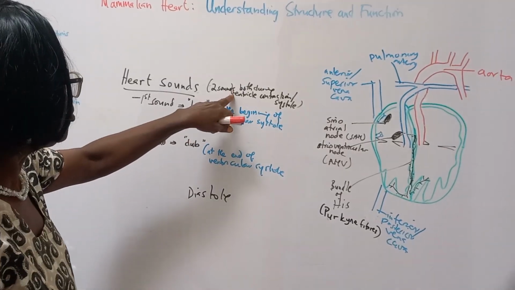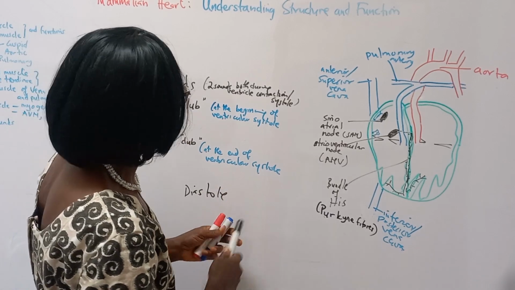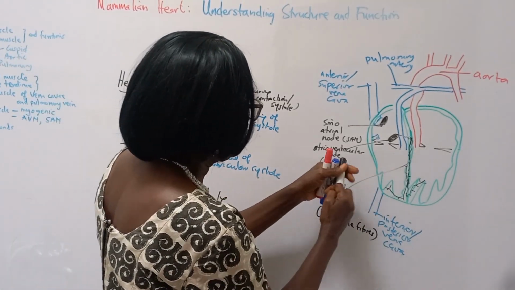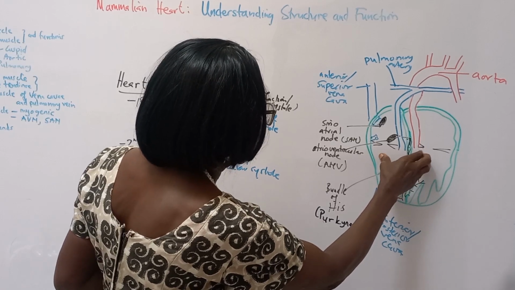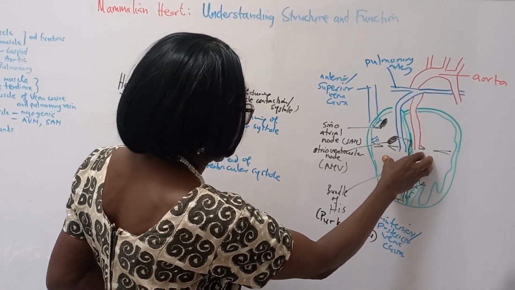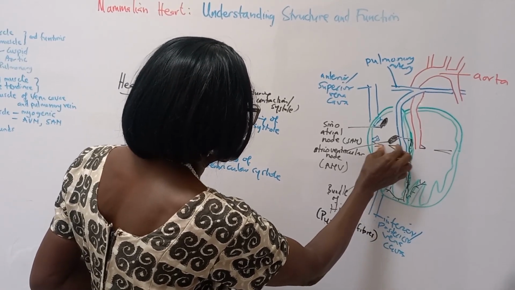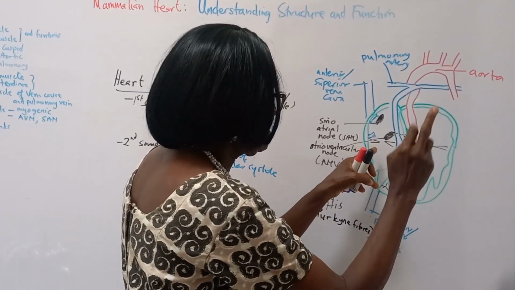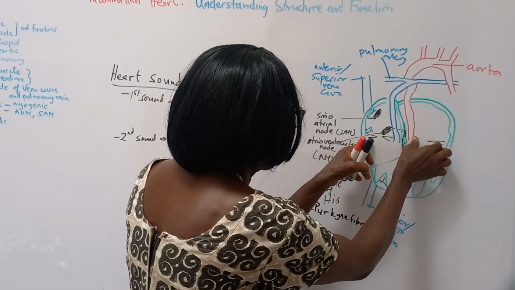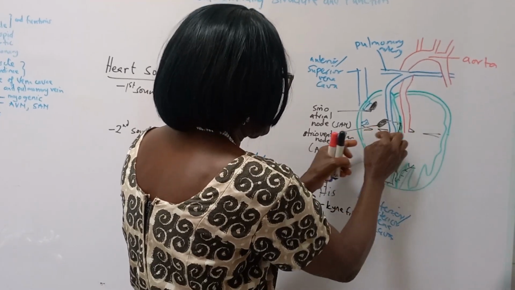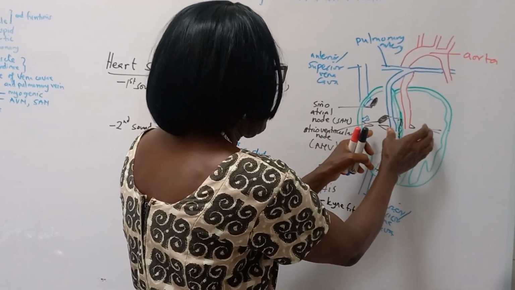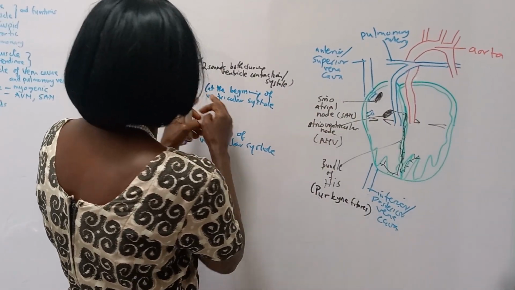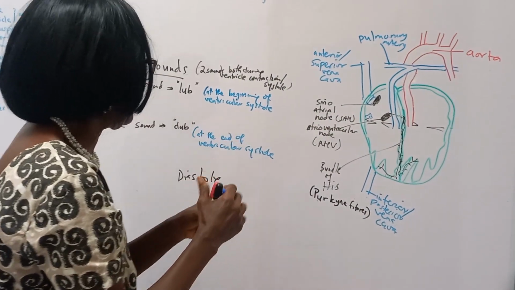Now, these two sounds: the first sound is lub, and this sound is produced at the beginning of the contractions of the ventricles as these cuspid valves close. So at the onset, just the beginning of these contractions, these cuspid valves must close so that the blood will not flow into the atria. And as the cuspid valves close, the sound lub occurs. That is at the beginning.